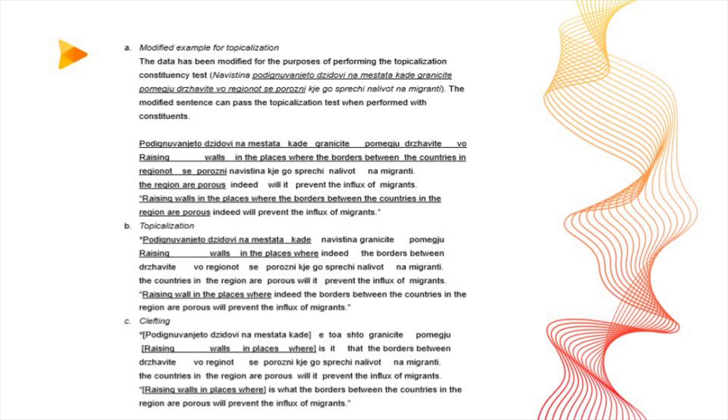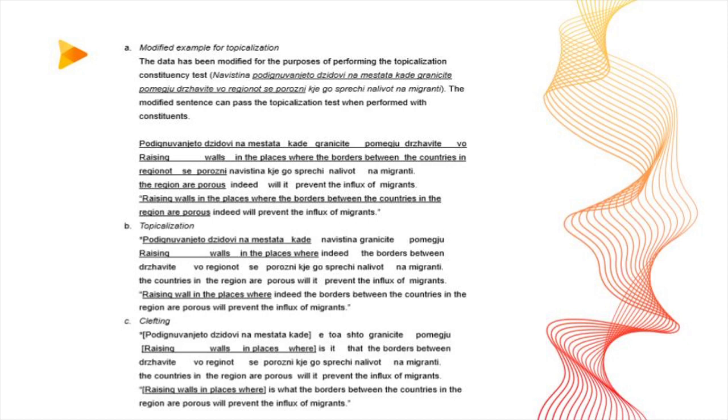Now in the B, we can see the actual test of topicalization with the real example. Подигнувањето ѕидови на местата каде навистина границите помеѓу државите во регионот се порозни ќе го спречи наливот на мигранти, which translates into raising walls in the places where indeed the borders between the countries in the region are porous will prevent the influx of migrants.